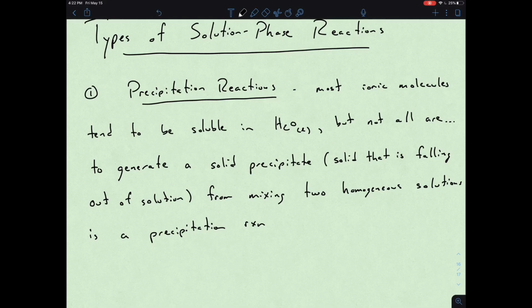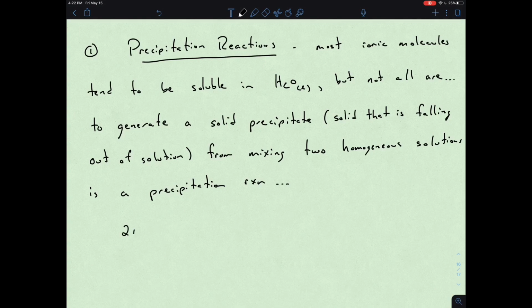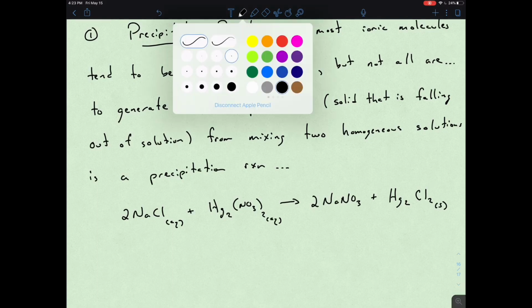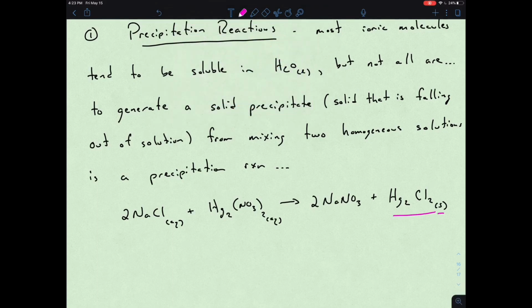We already looked at one. We looked at, in an earlier example in this module, sodium chloride reacting with mercurous nitrate to produce sodium nitrate and solid mercurous chloride. And so there is our precipitate. And so this is a precipitation reaction as a result.